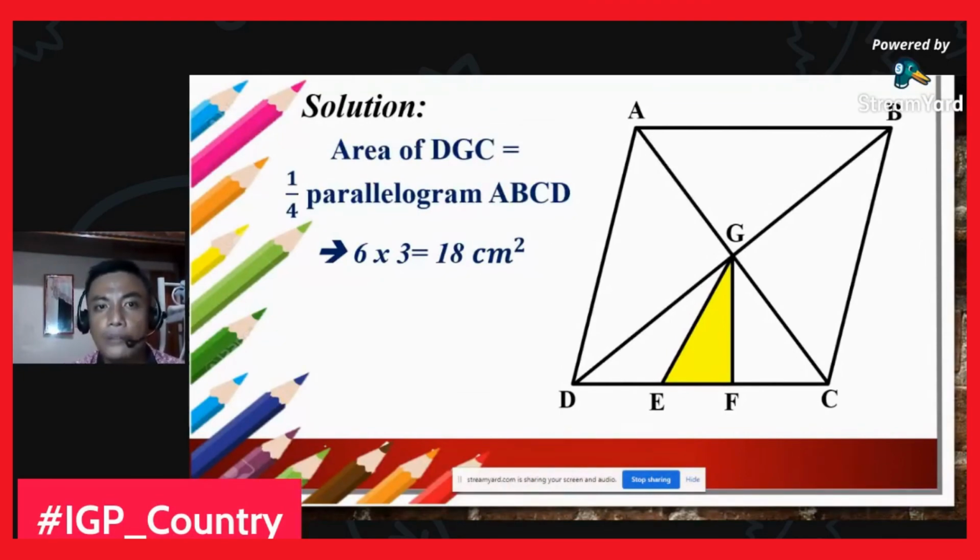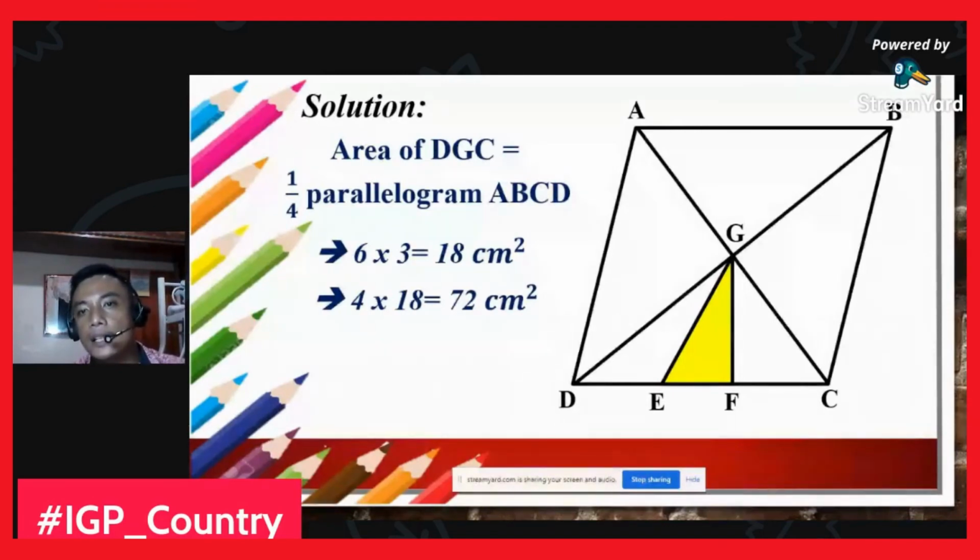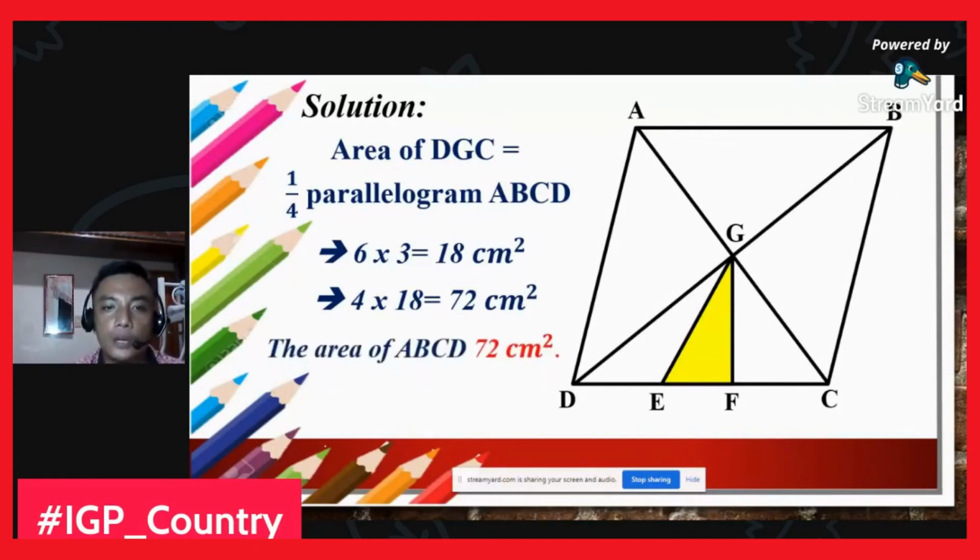And from that, we could now say that there are 4 triangles. That is triangle AGD, triangle GDC, triangle CGB, and triangle AGB, and they are equal. That is why we have 4 times 18 is equal to 72 square centimeters. We could now deduce that the area of parallelogram ABCD is simply equal to 72 square centimeters.